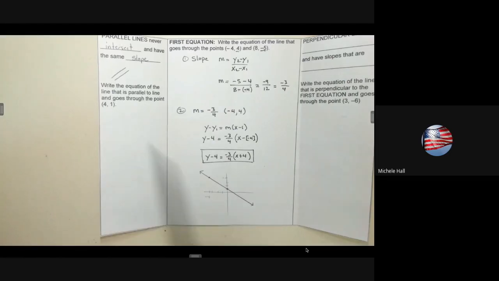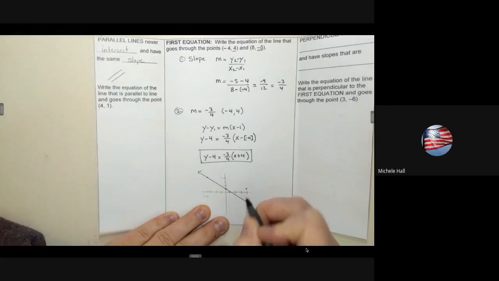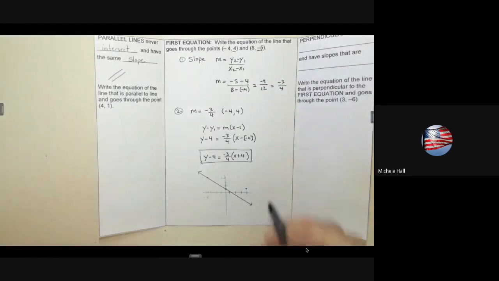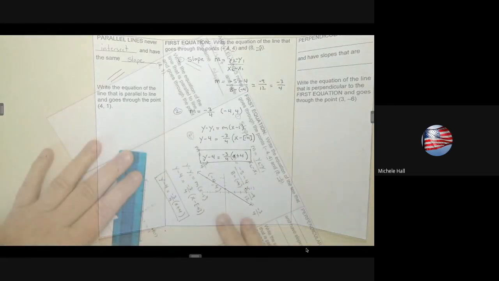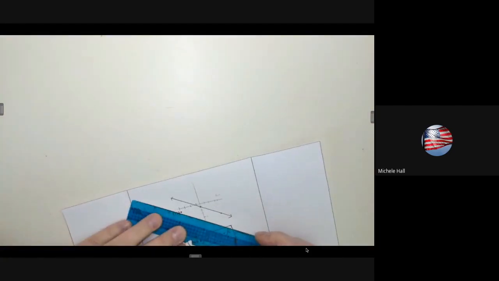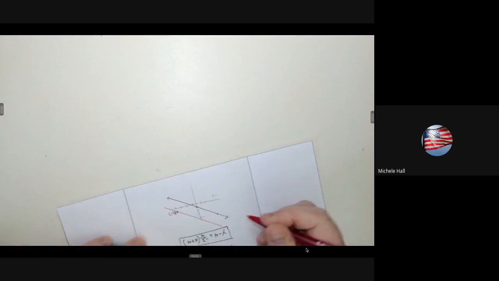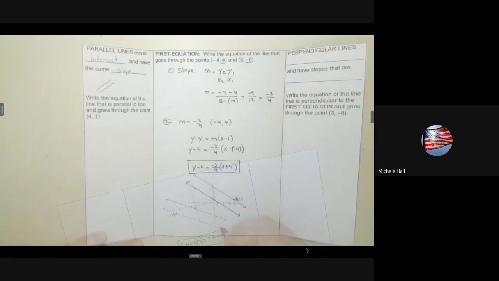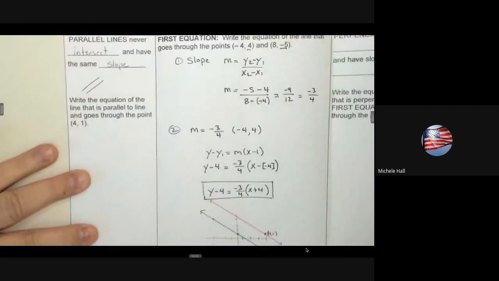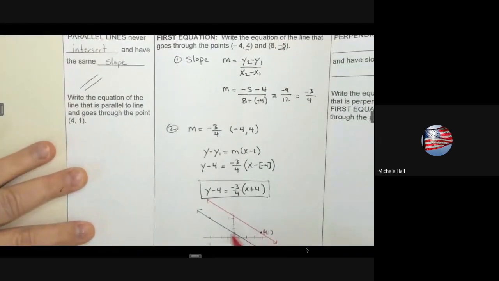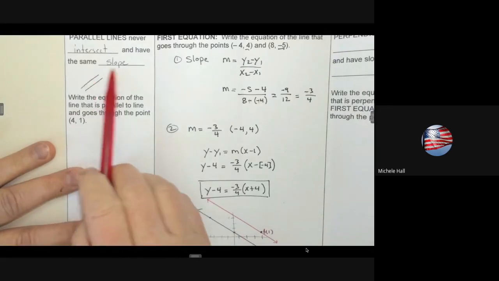It's going through the point 4, 1. So here's the point 4, 1. And we're looking for an equation of a line that goes through that point. And it's going to be parallel to this. So here's the second line that we're looking for. It's going through the point 4, 1, and it's parallel to the first line. We are trying to find the equation of this line. We know that it has to be parallel to the first line. That would mean that they have the same slope.